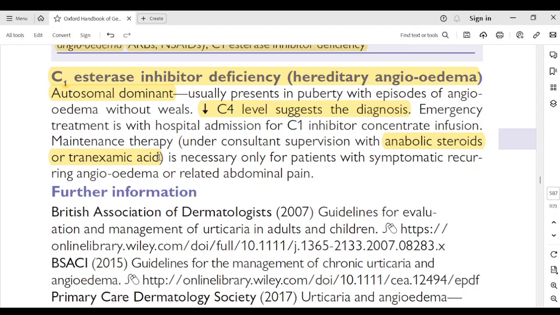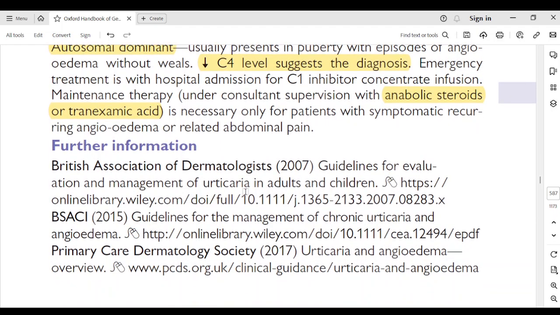Is necessary only for patient with symptomatic recurring angioedema or related abdominal pain. So, maintenance therapy for C1 esterase deficiencies with anabolic steroids or tranexamic acid is necessary only in patients with symptomatic recurring angioedema or related abdominal pain.